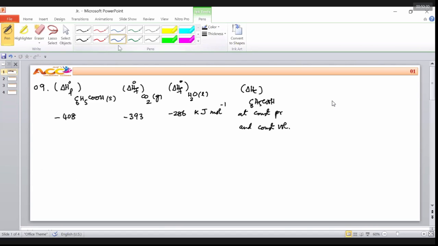Now, first of all, take this part. Forget about constant pressure and constant volume. First of all, take this one. He's asking combustion of benzoic acid. I'll write combustion of benzoic acid. I'm applying that second method. I don't go for IP method now. Combustion.